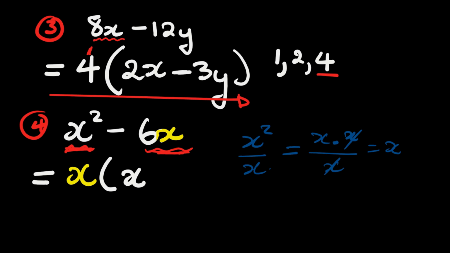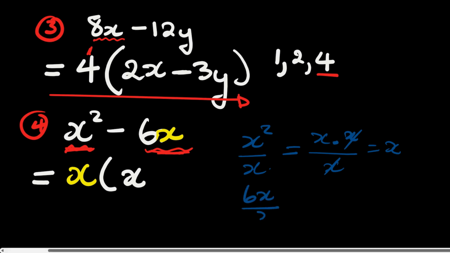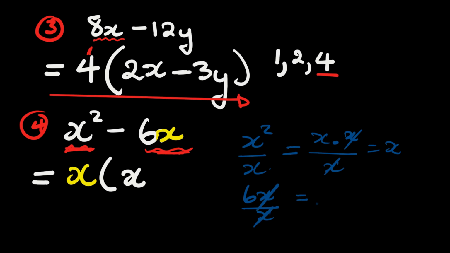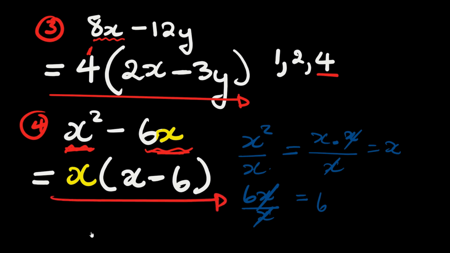And now moving on to 6x. So it's 6x divided by x. What happens in this case? This x takes out this x, so we are left with only 6. So we come back and fill in our answer. Our answer looks like this, and there's nothing more to be done. This is our final answer.